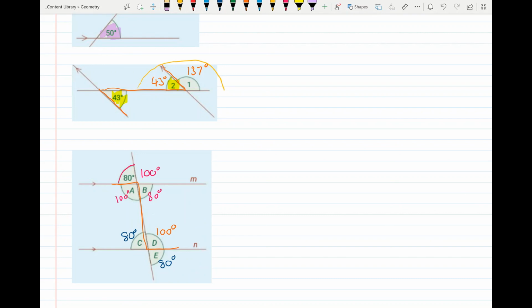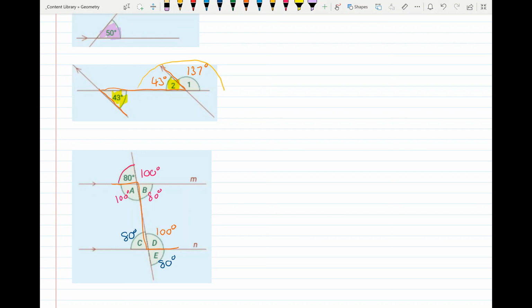Loads of different approaches to these. You now know that angles in a straight line add up to 180 degrees, angles around a point add up to 360 degrees, vertically opposite angles are equal, and now we know about alternate angles and how they're equal. We look for the Z shape. That's alternate angles for today.